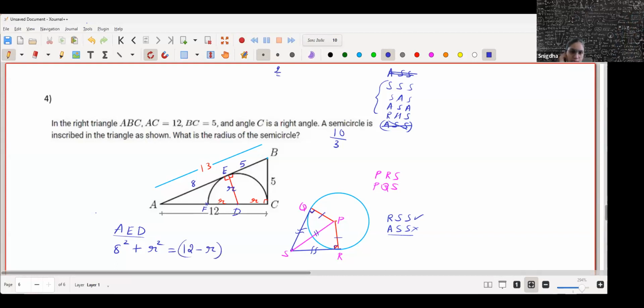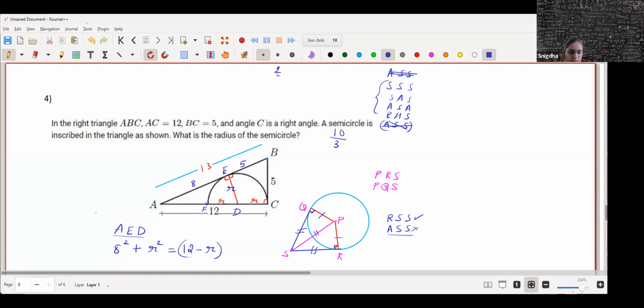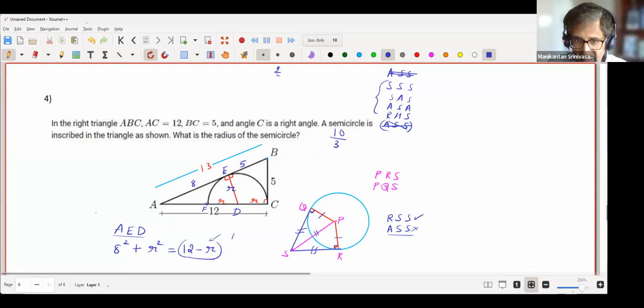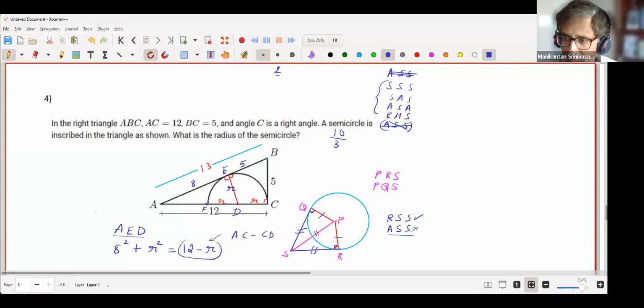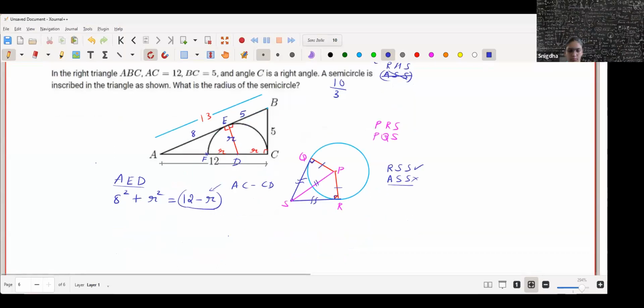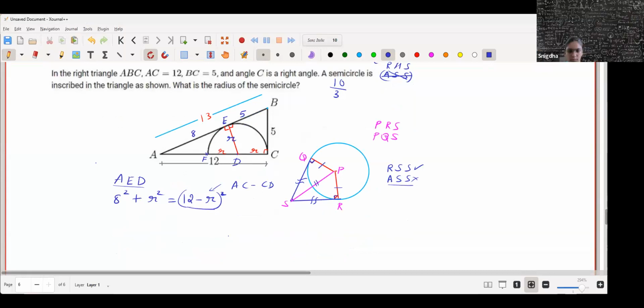Yeah, so everything is labeled precisely, right? AD is AC minus CD. So this is AC minus CD, which is 12 minus R. Agreed, Sana? Okay. And now from here on, it's just 8 square plus R square equals 12 minus R whole square. All of you okay with this one? This Pythagorean, Neve, you're okay with this one? You're seeing how we are getting this? Sure, right?